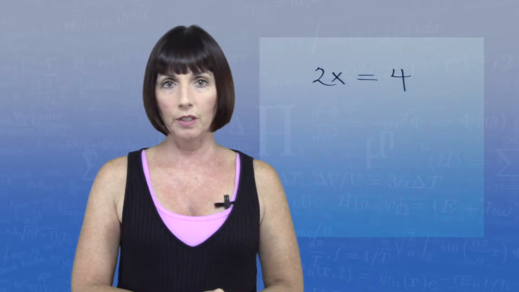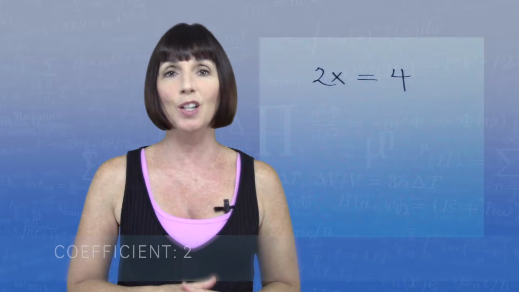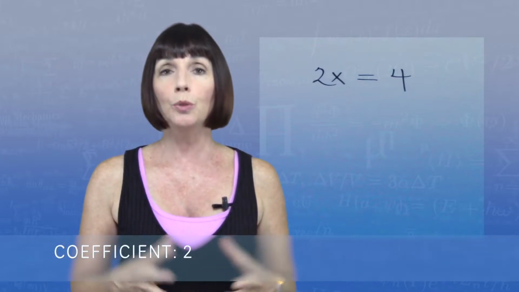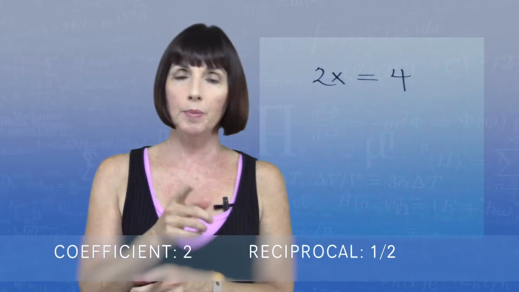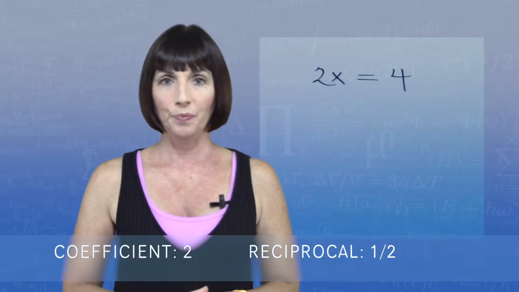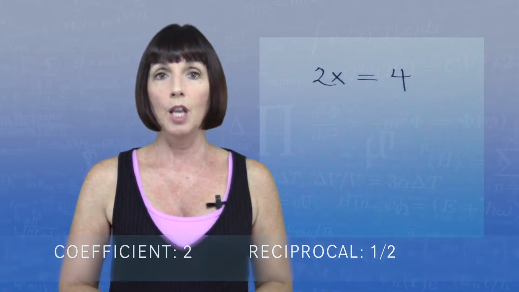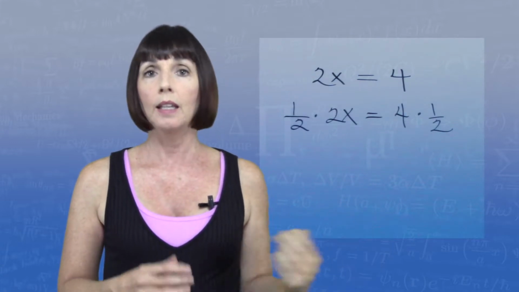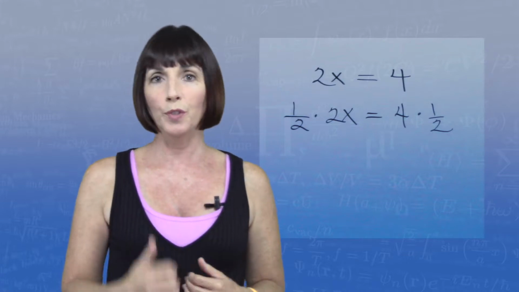Identify the coefficient. The coefficient is the number multiplying the variable. In this case, the coefficient is 2. Determine its reciprocal. 2 can just be written as 2 over 1. Its reciprocal is, flip it upside down, 1 over 2. Multiply both sides of this equation by that reciprocal. So on the left, we have 1 over 2 times 2x, and on the right side, that's equal to 4 times 1 over 2.